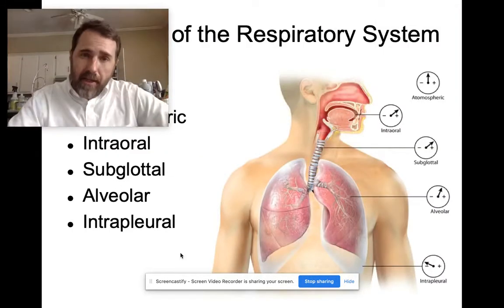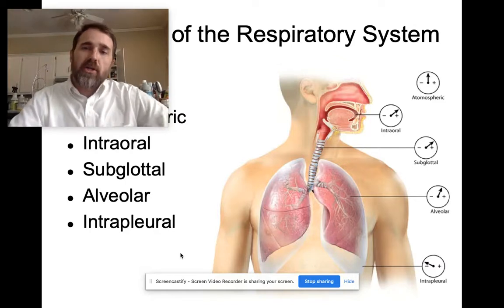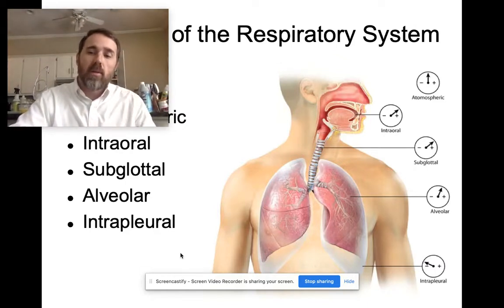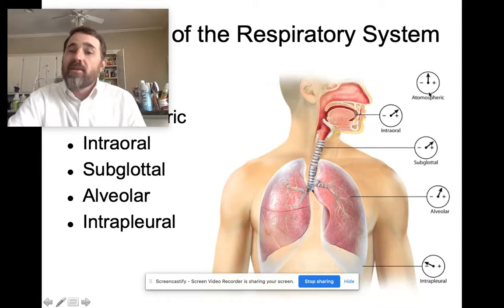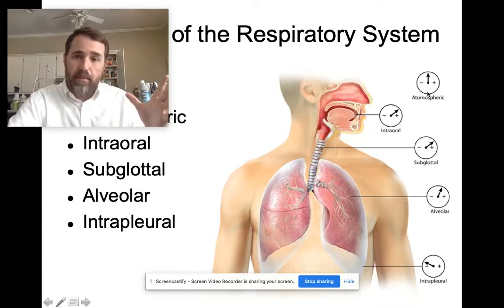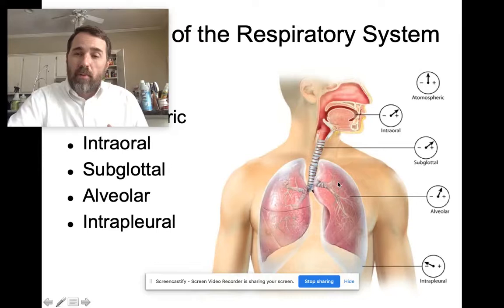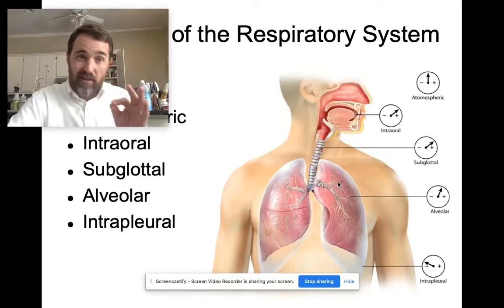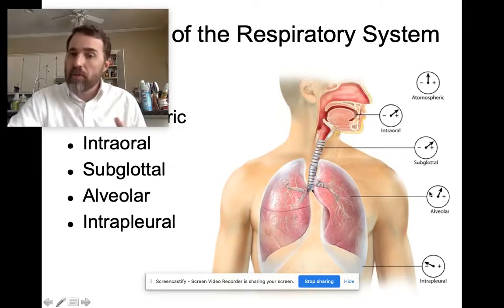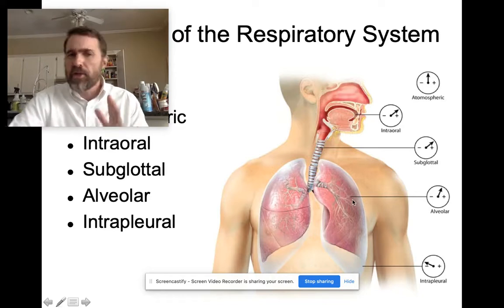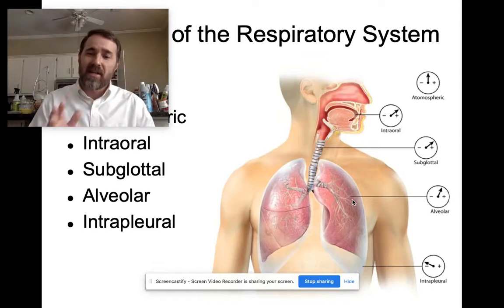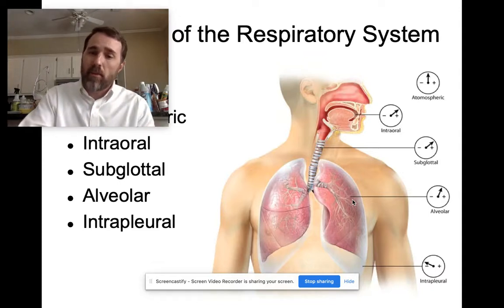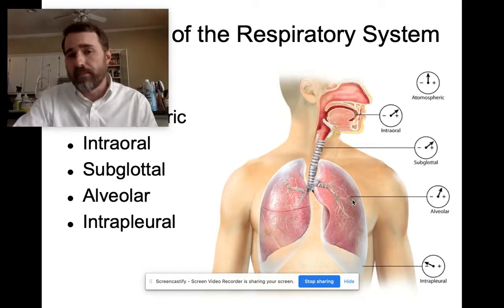All right, so let's look at some more pressures. Let's add some more terms to what we've been discussing. You're already familiar with some of these. Air pressure outside of the body is your atmospheric pressure. You guys know that. The air pressure within the lungs, within the alveoli, is the alveolar pressure. You guys know that. The pressure between the layers of pleura, or the pleural linings, is referred to as the intrapleural pressure. Y'all already know that.